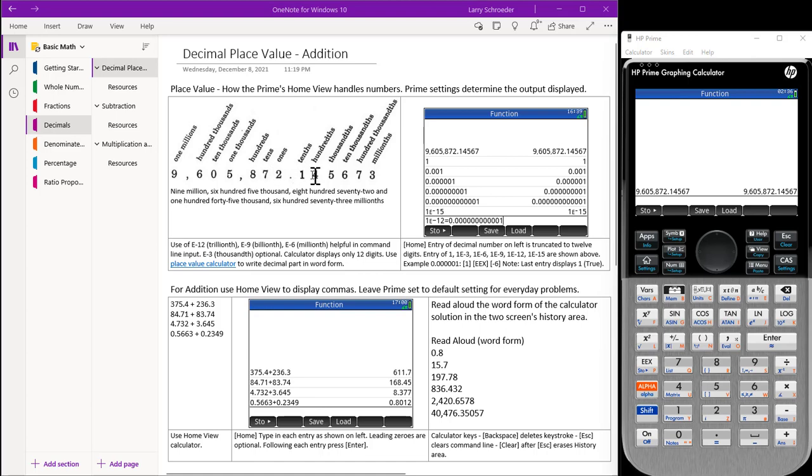9,605,872,145,673 millions. Let's practice reading these numbers aloud. 8 tenths, 15 and 7 tenths, 197 and 78 hundredths. We go by the last 3. 836,432 thousandths.